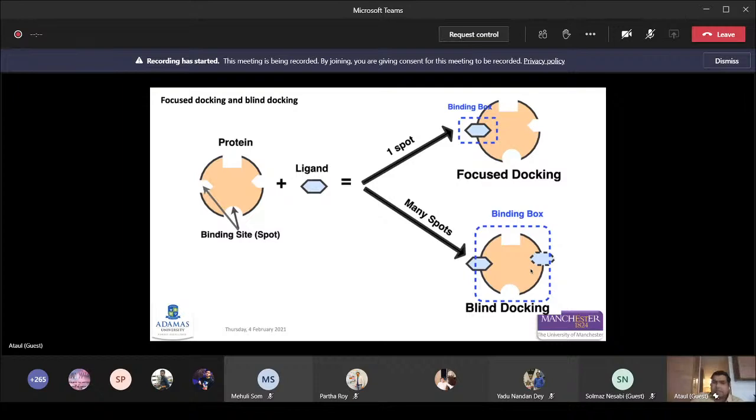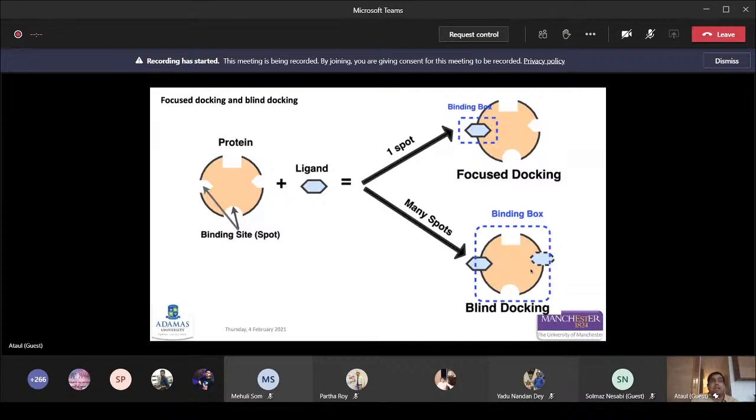In another situation, if you don't know the exact binding site where your ligand will go and bind, a protein may have multiple pockets, and there is a possibility your ligand goes and binds in any pocket. So you let your ligand find a suitable position or binding site and bind there. That is called blind docking. That is, we don't have prior information about the active site or binding site where my ligand should bind. So these are the different types of docking.